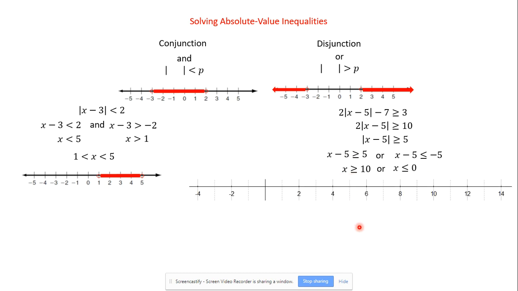And when we graph it, we have our number line. These will be closed circles because it's or equal to. We have one at 0 and one at 10, and then we're going to be going away from those. And so that's graphing. We just have two options: we'll have an inner range, or we'll have going away from each other.